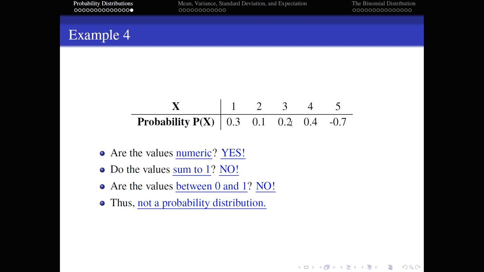This video has been our introduction to probability distributions. In the next video, we'll talk about the mean, variance, standard deviation, and expectation of these distributions.